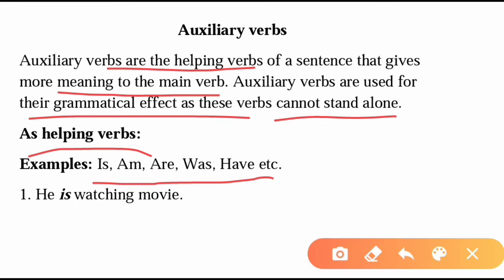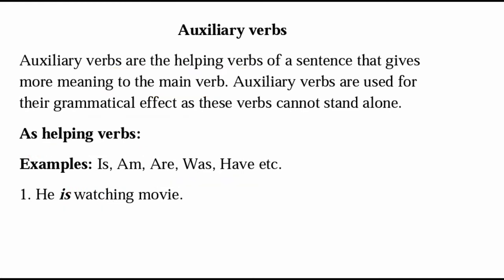Let's talk about how we can use "is" as a helping verb. In the sentence "He is watching movie," "is" is an auxiliary verb because it is a helping verb, helping the main verb in this sentence, which is "watching." So "watching" is the main verb, and we can say it is a lexical verb. "Is" is helping the main verb, so we can say it is an auxiliary verb used here as a helping verb.